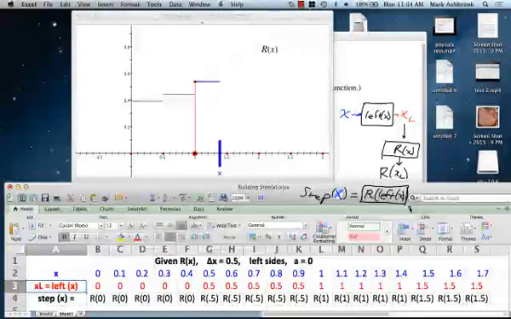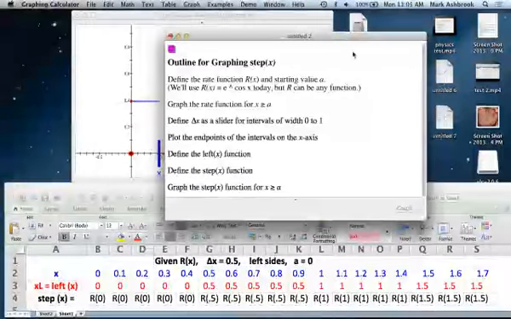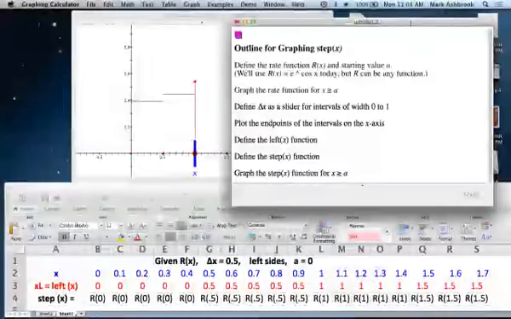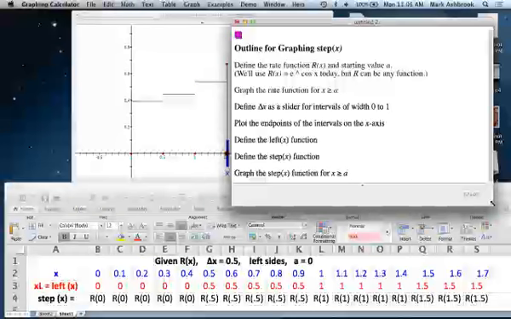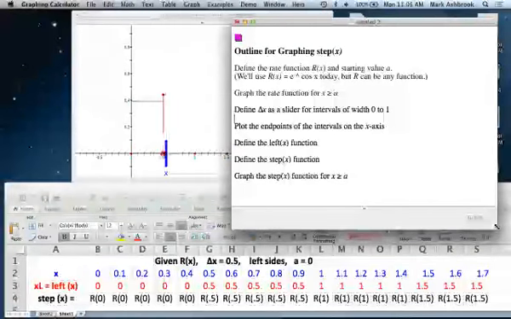Okay, good. So here's your task. Open up a blank window in Graphing Calculator. See if you remember everything. I'm giving you the outline, but I want to see if you can do it. I'll make that bigger.